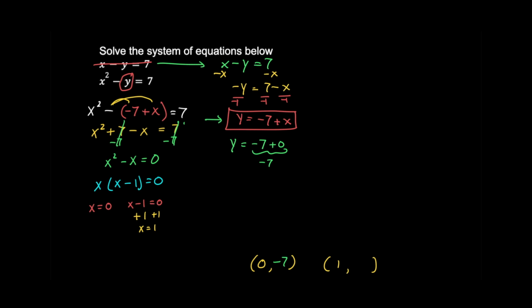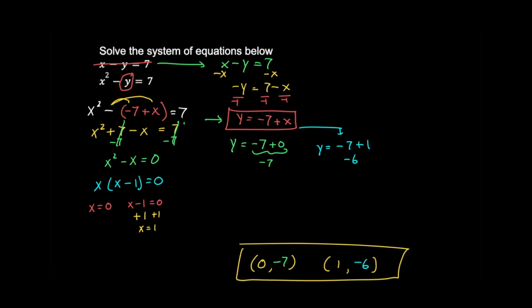My second y value, I'll replace x with 1 this time. So y will equal -7 plus 1. I don't really need parentheses there. So -7 plus 1 is -6, which means -6 is my second y value. And these are my two ordered pairs for the answers.